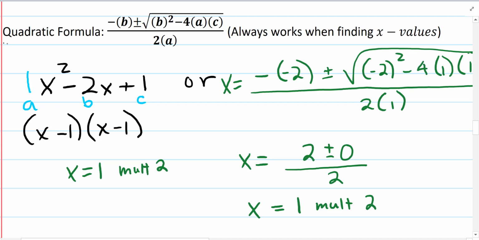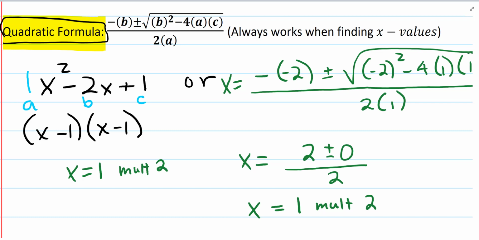The very cool thing about the quadratic formula is that you don't have to wait until you find a term that can't be factored. The quadratic formula always, always, always works. So I'm going to give you a simple one.